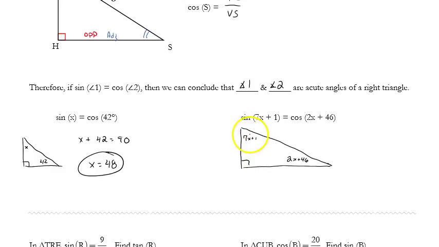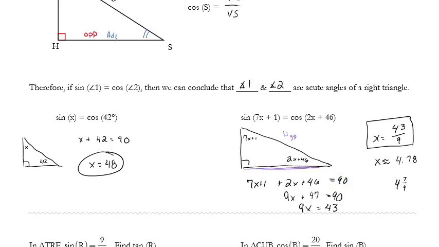The sine of this angle is equal to this opposite divided by the hypotenuse. The cosine of the other angle is equal to the adjacent divided by the hypotenuse. Sine and cosine are equal. The angles are complementary. 7x plus 1 plus 2x plus 46 equals 90. If we go through the algebra here, we get x is equal to 43/9, which is about 4.78 or 4 7/9, however we wanted to look at that.